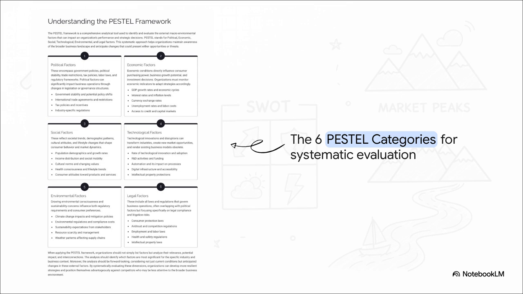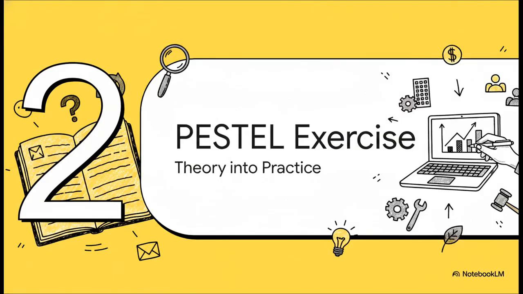Economic and social lenses? They reveal shifting GDP or changing consumer demographics. And technological and environmental factors highlight everything from AI automation to climate sustainability. Missing even one of these categories literally creates a massive strategic blind spot. Let's move right along to Section 2, a step-by-step PESTEL exercise where we put this theory into practice.